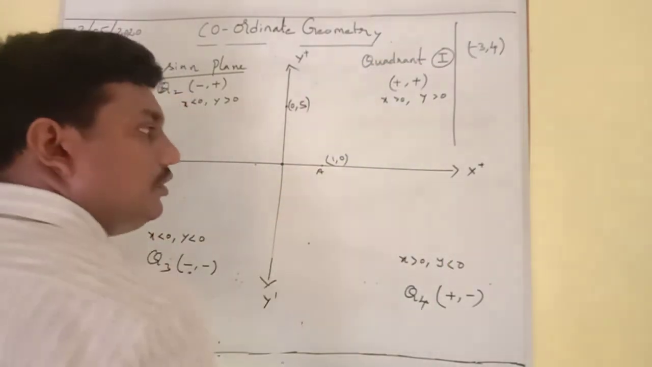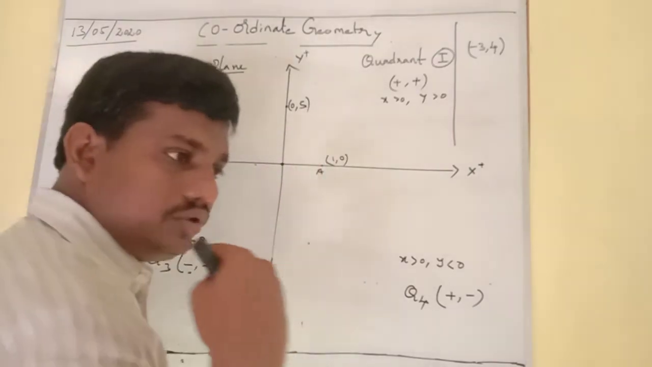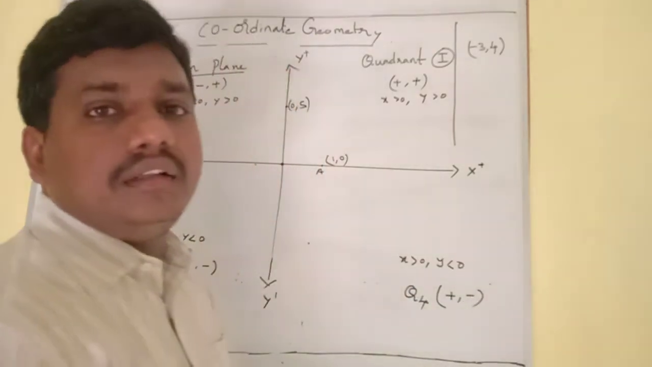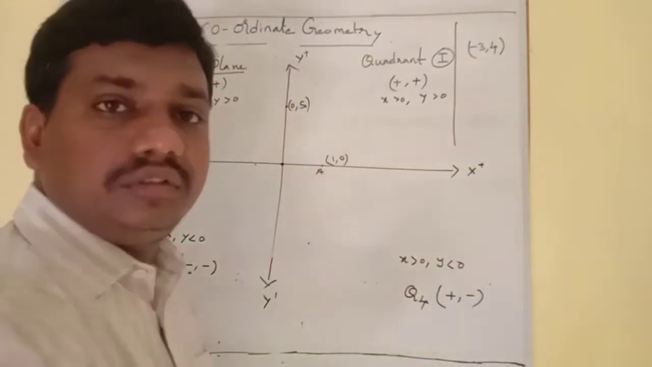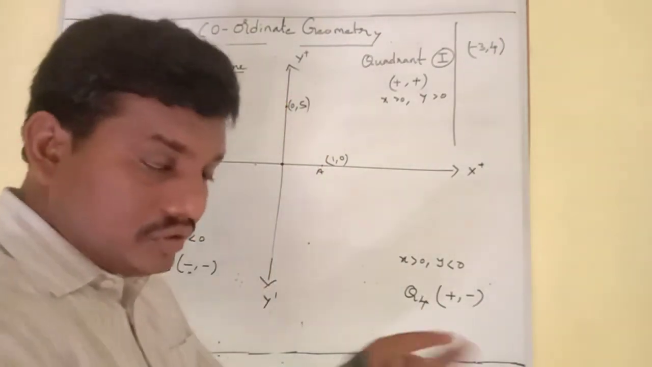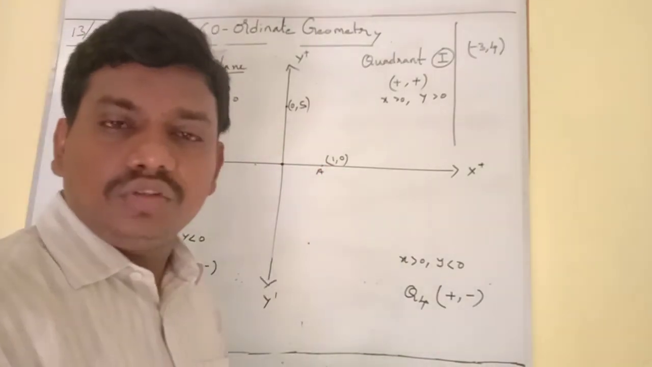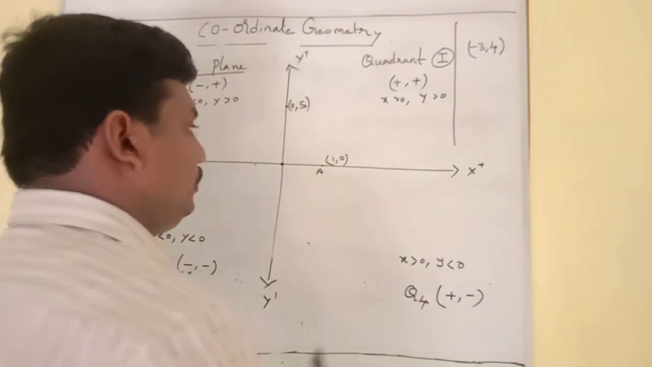Okay, if you take 0, 0 means: if you see the y value is 0, then it is on the x-axis. If you see the x is 0, then it is on the y-axis. If you see both are zeros, then it is the origin. Both are 0, that is the origin. Now you understand.